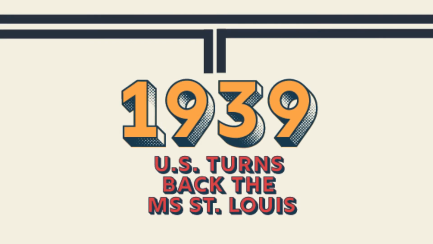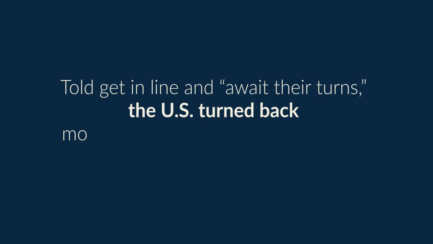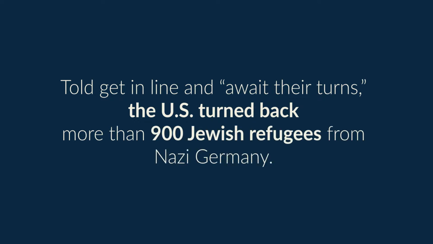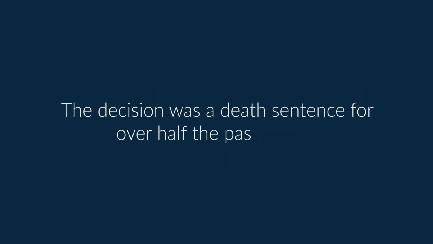1939, U.S. turns back the MS St. Louis. Told to get in line and wait their turns, the U.S. turned back more than 900 Jewish refugees from Nazi Germany. The decision was a death sentence for over half the passengers.